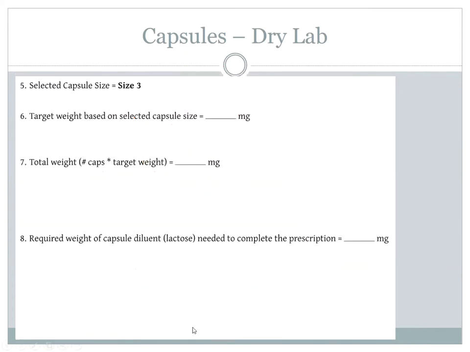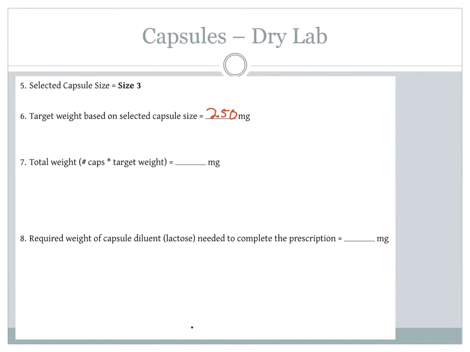There we go. Now we got to look at our art form. What size capsules are we going to use? We said size 3. So based off of that decision, you guys memorize. So number 6 should be, well, since we're using size 3, each capsule is going to have a target weight of 250 milligrams. All right.